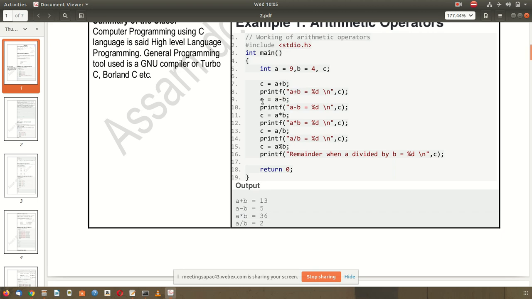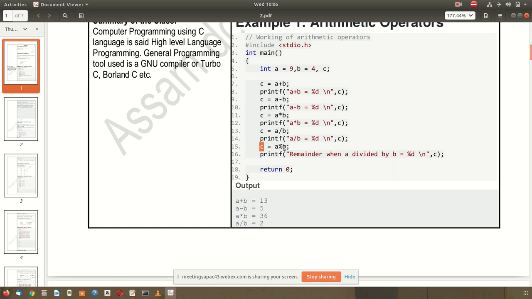Then again, sometimes C can be A minus B, and after doing A minus B, printf C. Sometimes C can be A multiply B, so A star B. This is the multiply symbol. Then printf C means the answer of A star B will print. Sometimes C is equal to A slash B, A divided by B. Then after doing it, printf C means print on the monitor, on the screen.